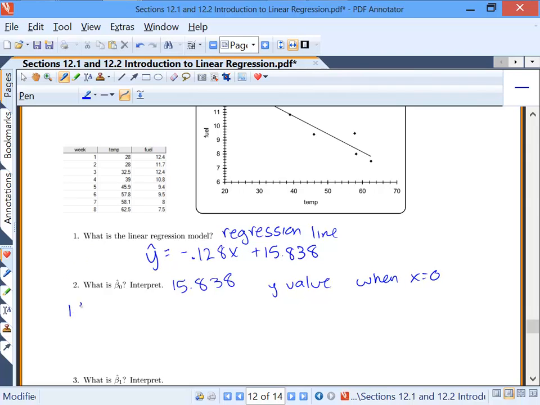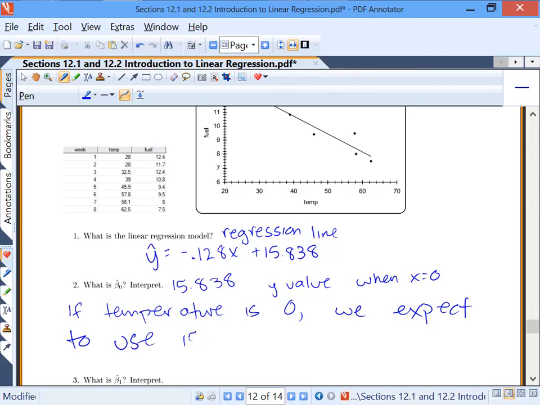So if the temperature is 0, we expect to use 15.838 units of fuel. Now, of course, that can vary from week to week, but that should be the average in the long run of how much we use when it's 0 degrees.